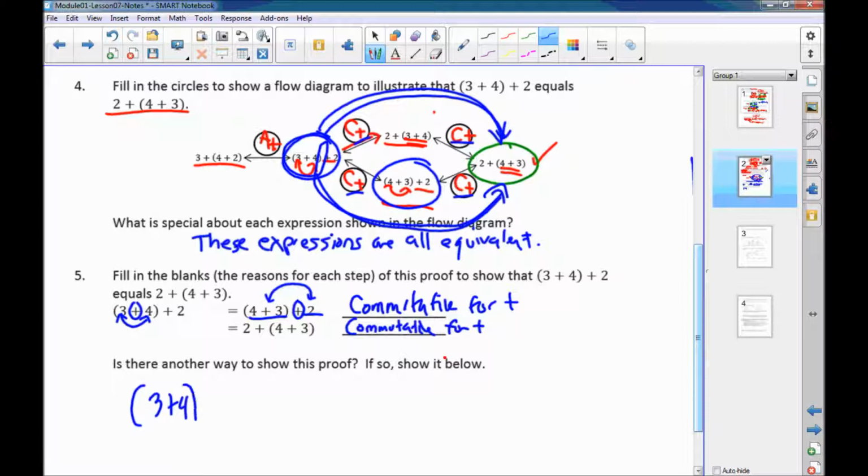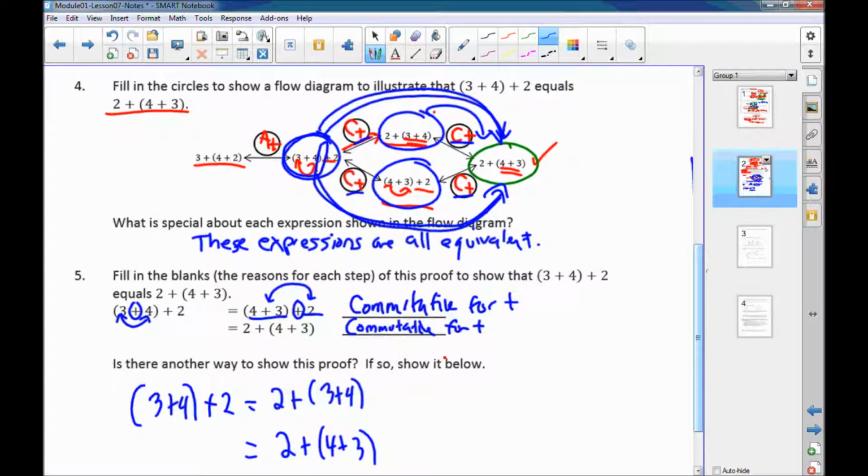3 plus 4 in parentheses plus 2 is going to equal the same as, we'll get that middle one, 2 plus 3 plus 4 in parentheses. Okay, we'll get a reason for that in a second. And then that turned into our final answer, which was 2 plus 4 plus 3 in parentheses.